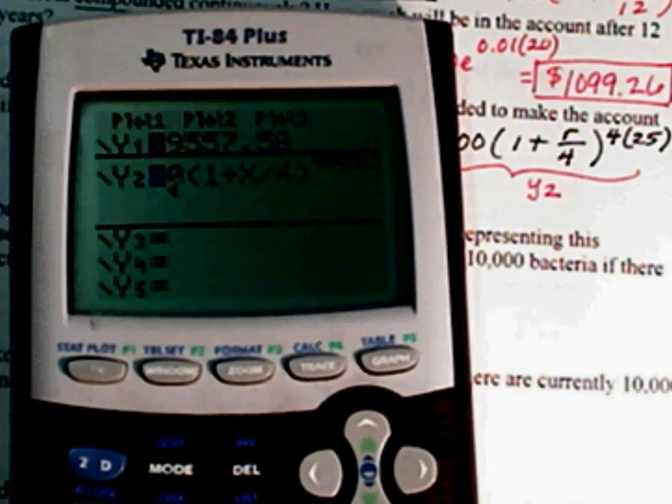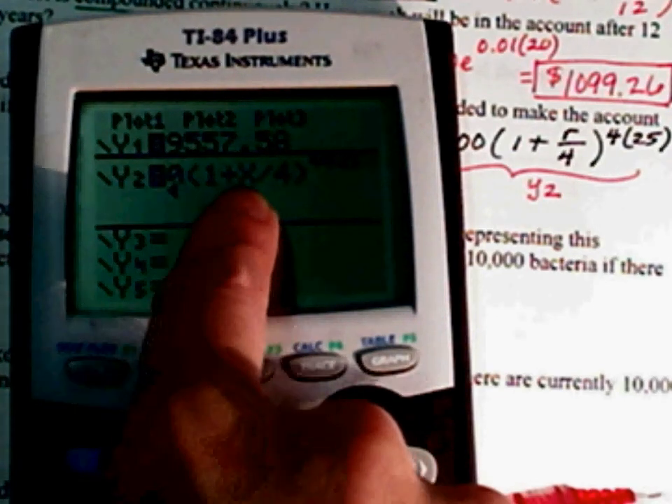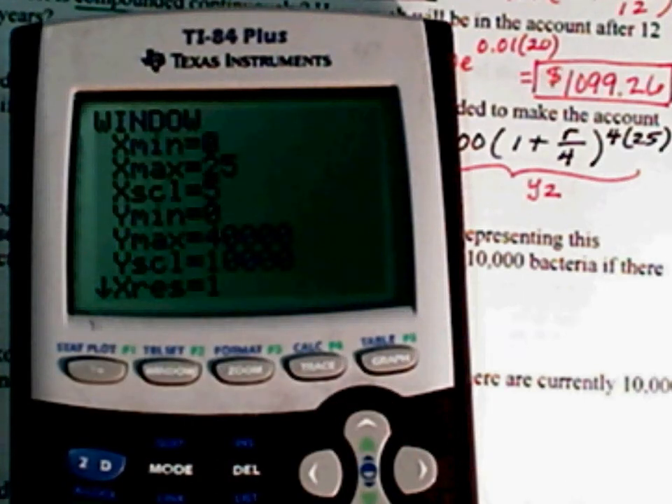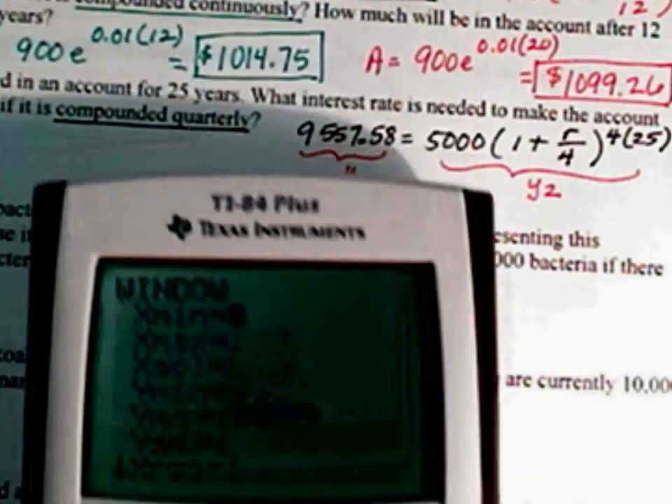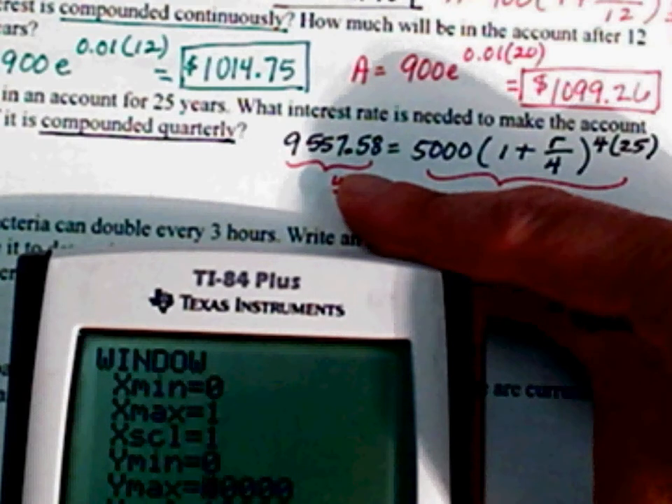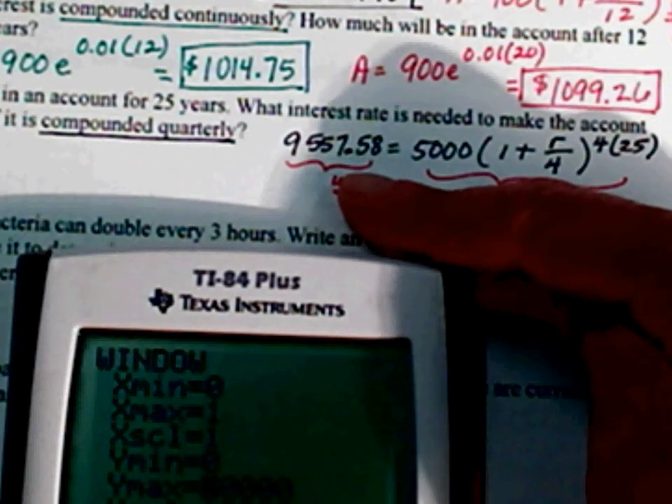All right. Now, your window is very, very important. I am solving for R, right? That's your X value. So go to window. Your window has to be between 0 and 1, correct? A 1 is 100%. Did you guys see that right there? Your Y minimum can be 0. Your Y max, take a look. What is your biggest number here? 9,557. Can I go a little higher for my max? Yeah, try 12,000.